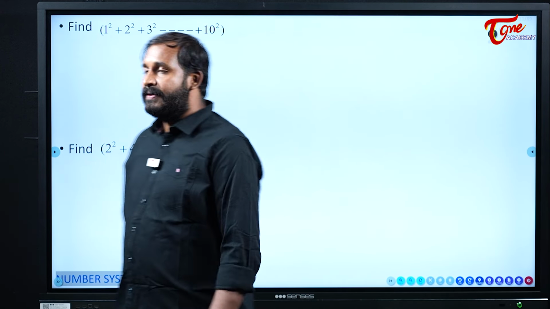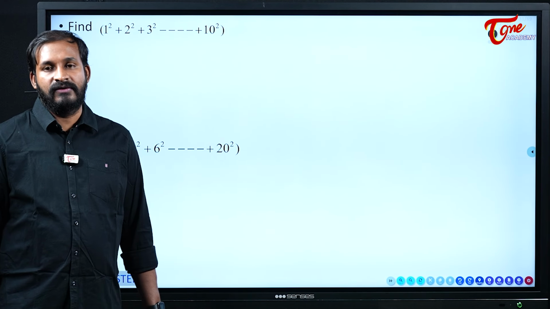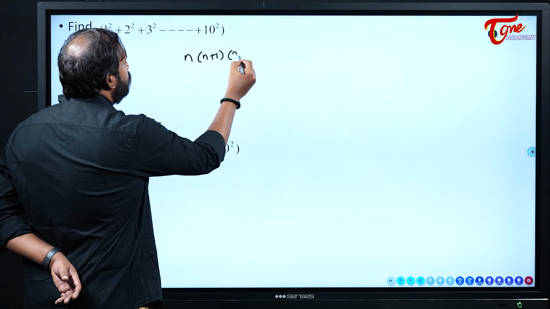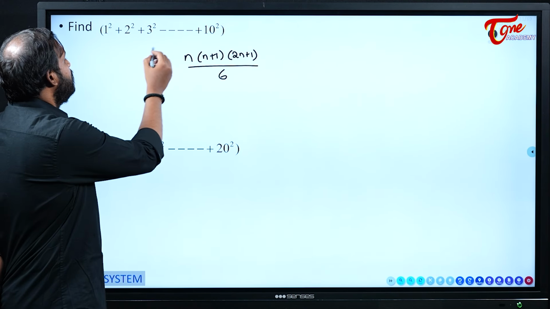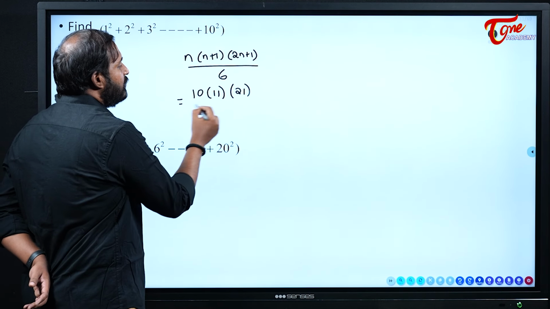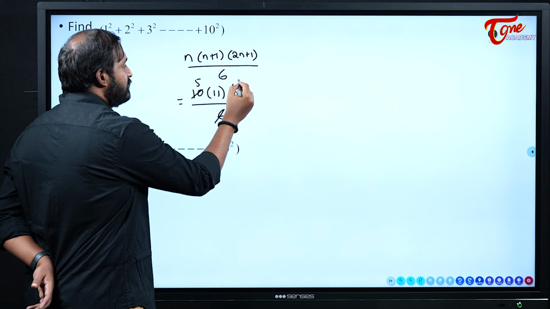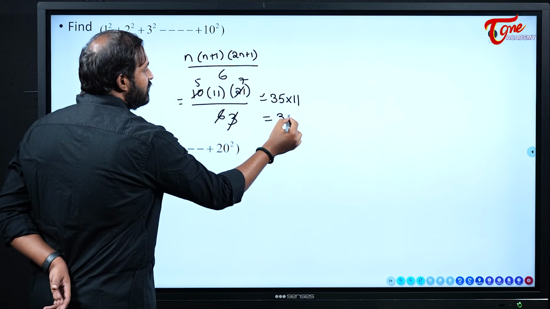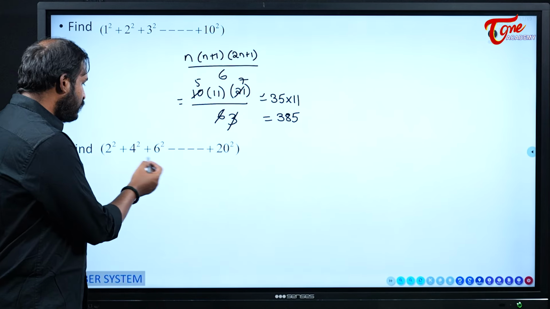Find 1 square plus 2 square plus 3 square and so on up to 10 square. We have the formula for the sum of squares of n natural numbers. What is that formula? n into n plus 1 into 2n plus 1 by 6. So here n is what? 10 for us here. So 10 into 11 into 21 by 6. So 2 5s, 2 3s, next 3 1s, 3 7s. So what we will get here? 35 into 11. 35 11s are 385. Okay. Next, find 2 square plus 4 square.